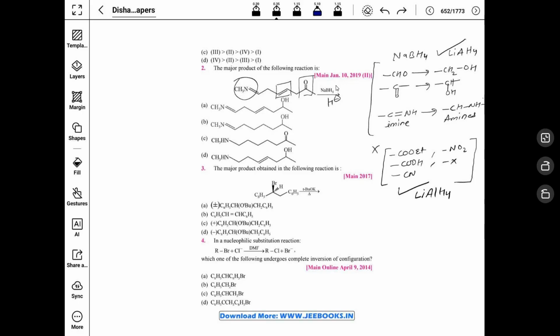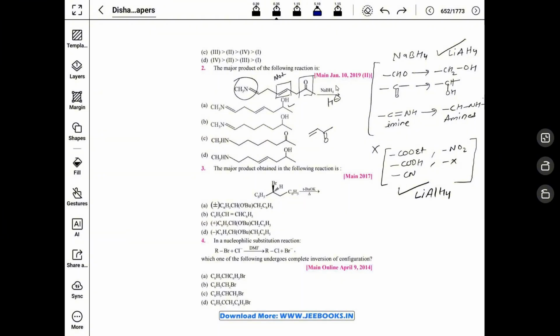Now let's see the question. As we said, it can reduce ketone. Yes. Can it reduce the double bond? No. It cannot reduce the double bond because this double bond is not in conjugation with this ketone. If it was like this, then it could reduce to give the 1,4 reduction product. This is the 1,4 reduction product.